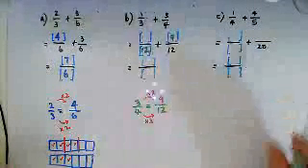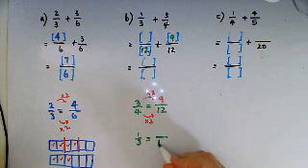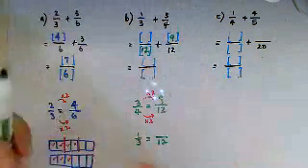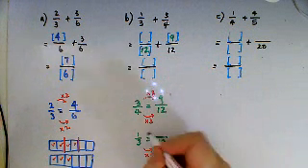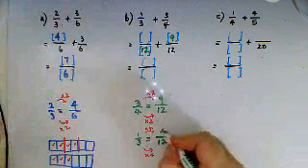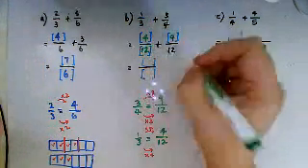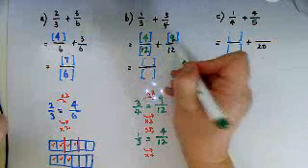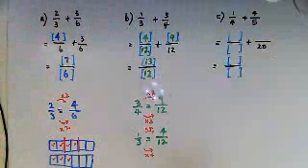Now I need to turn 1/3 into something over 12. Okay, what do I do to 3 to get 12? Well, I multiply it by 4. So I need to multiply the numerator by 4 as well, and 1 times 4 is 4. So 1/3 is equivalent to 4/12, 3/4 is equivalent to 9/12. Let's add our numerators. 4 plus 9 is 13, and the denominator remains the same, 13 over 12.